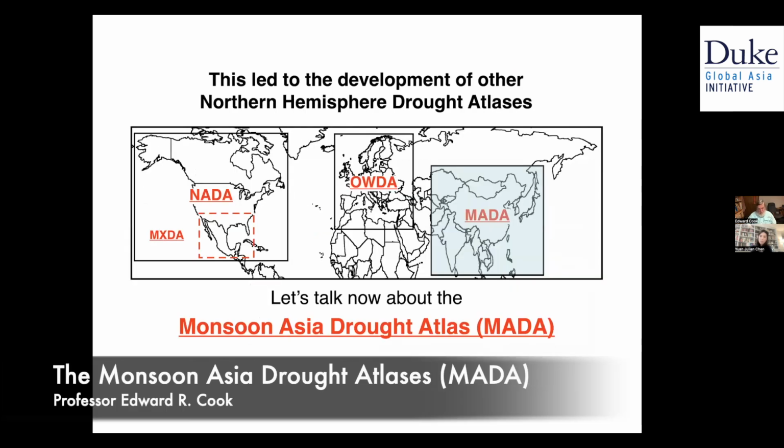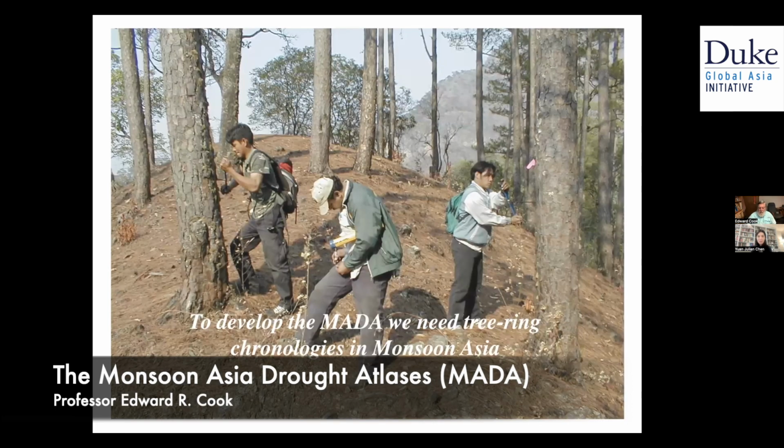So with this kind of brief introduction about drought atlases, I'm going to move on now to the Monsoon Asia Drought Atlas. And here's the general domain of the MADA, as produced in 2010 and updated a bit since then. And so I'll be talking about this area right here, okay? To develop the MADA, we need tree ring chronologies in Monsoon Asia. And that was a big challenge, because there really wasn't that much of a network of tree ring chronologies developed there up to where myself and colleagues at the Lamont Tree Ring Lab became involved.